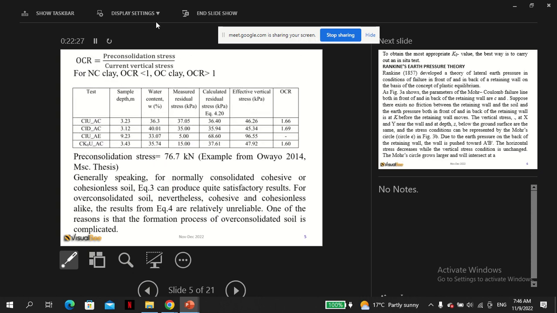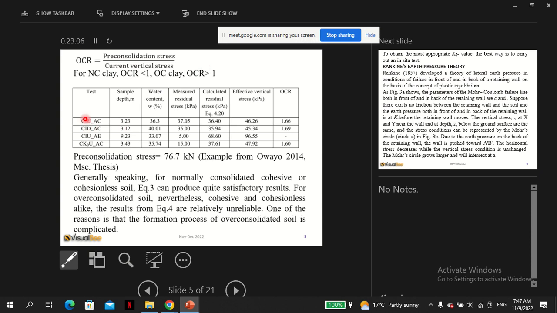But before we get there, as I was telling you, the over-consolidation ratio is the pre-consolidation stress divided by the current vertical stress. For normally consolidated clay, the OCR value is less than 1. For over-consolidated clay, the value is greater than 1. Typically, we don't use OCR for normally consolidated clay, but for argument's sake, so that you can see the difference.